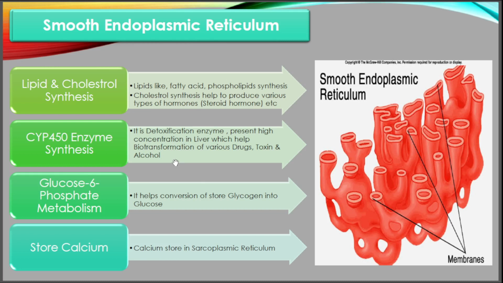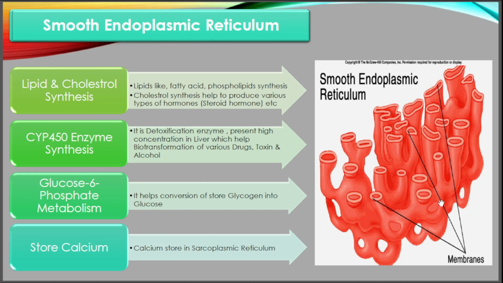Next organelle we have is the smooth endoplasmic reticulum. You can see the structure of the smooth endoplasmic reticulum: there is an absence of ribosomes. Since ribosomes are absent, the synthesis of protein does not take place in this region. So this region is responsible for the synthesis of lipids and cholesterol.